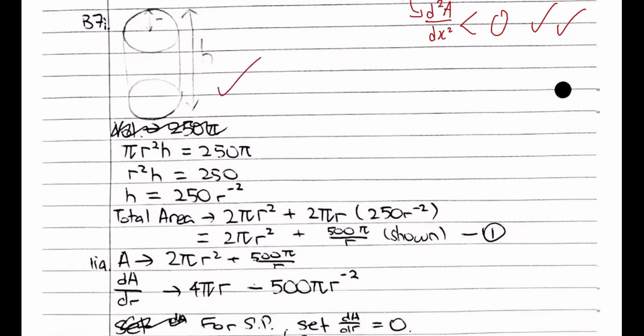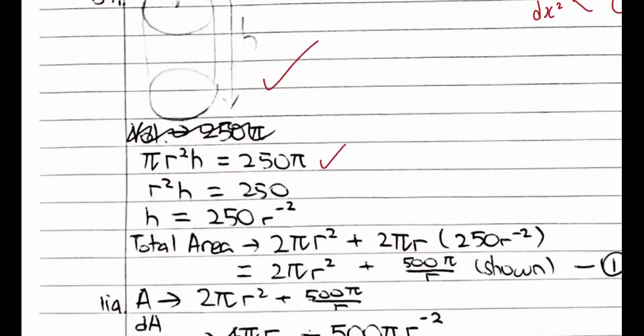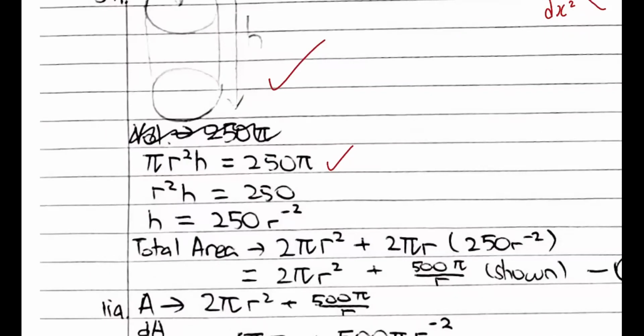Now pi r squared h, that's the volume, our base area of the circle. So pi r squared multiplied by the height equals 250 pi. Good. So r squared h equals 250 because you divide by pi on both sides. Good. H equals 250 r power -2.